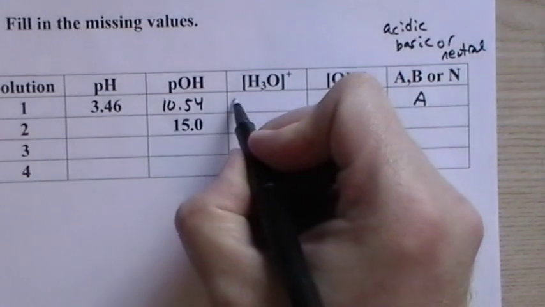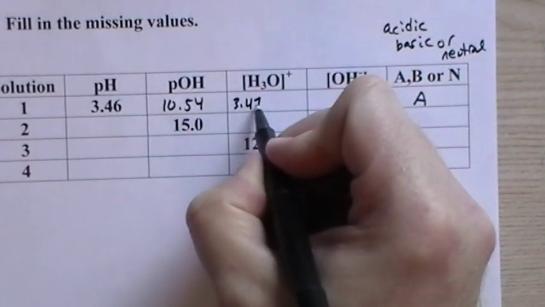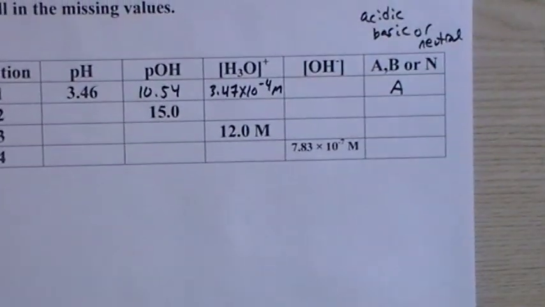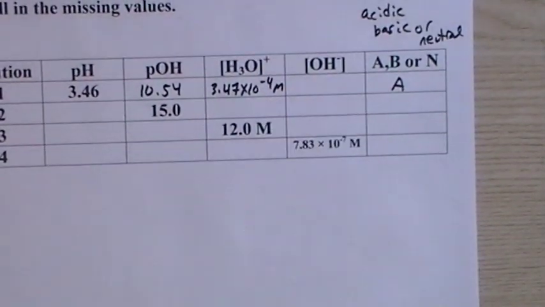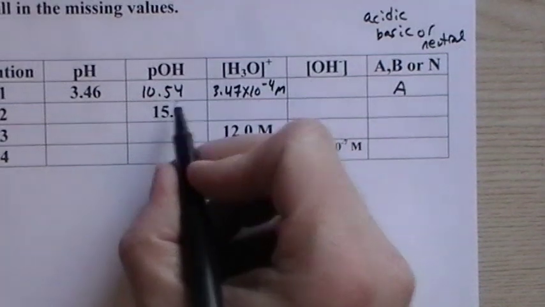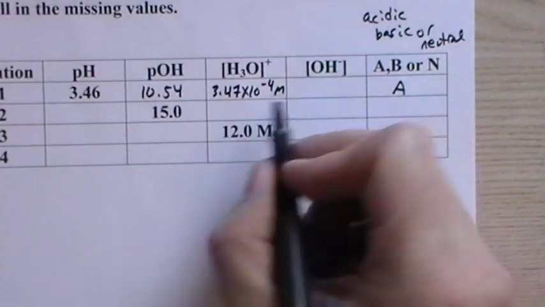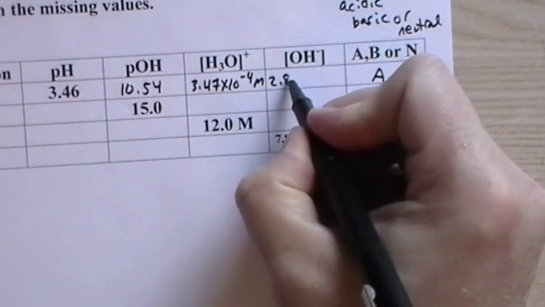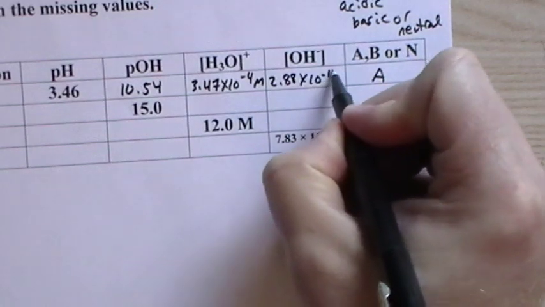So it comes out to be 3.47 times 10 to the minus 4 molar. Big thing is to have units of measure here. And then, so 3.5, just double check. And then the OH minus is going to be 10 to the minus pOH, so 10 to the minus 10.54, so this comes up to be 2.88 times 10 to the minus 11.